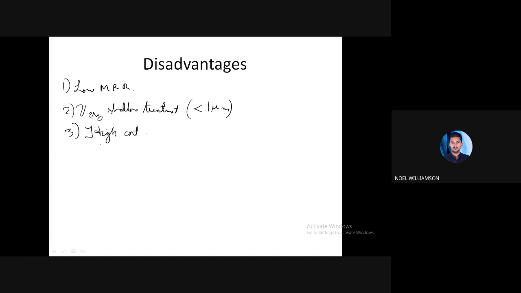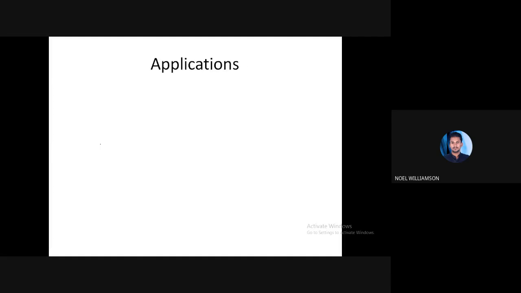Now we'll see what are the different applications of IBM or ion beam machining. First one, it is applied mostly in the micro machining of electronic components. Many electronic components.